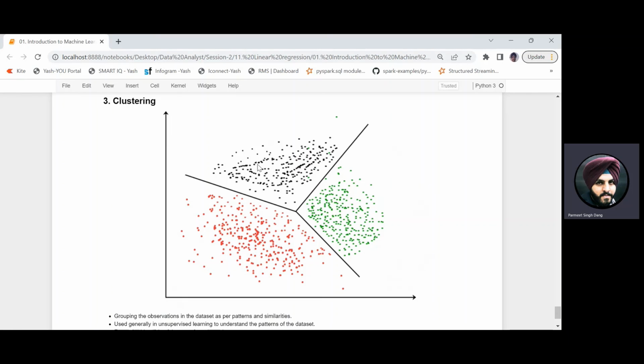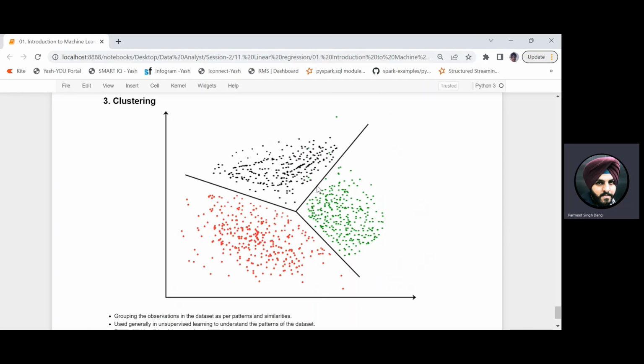So here what we are doing is grouping the observations in the data set on the basis of the patterns. You would see all the red colors are being grouped in one place. That's where you have drawn a line, which is the separation line. You are trying to find the patterns and separate these three groups. So this is what you would do in clustering.